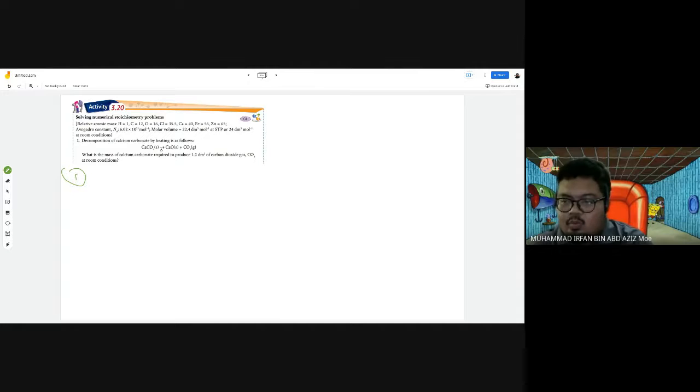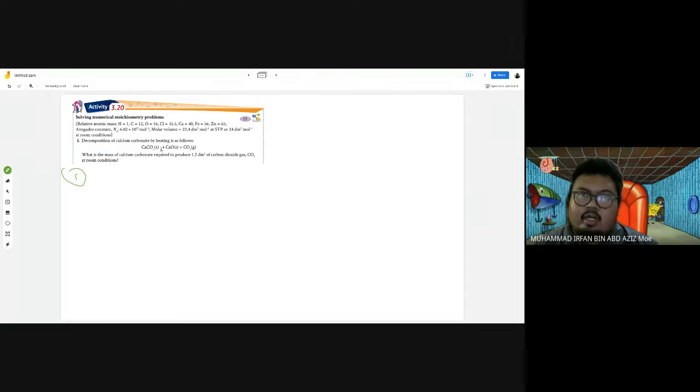Teacher, I'm doing a little. So what is the first step? So if you already started, what is the first step? First step, I actually find the mole first. For what? CO2. Betul, correct. Find the number of mole of CO2.